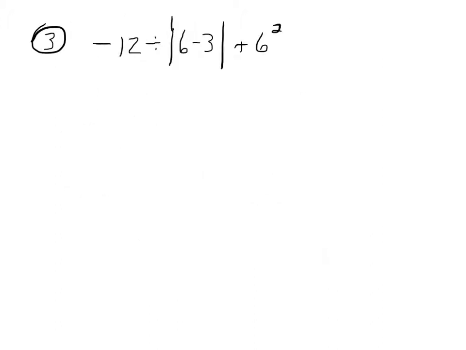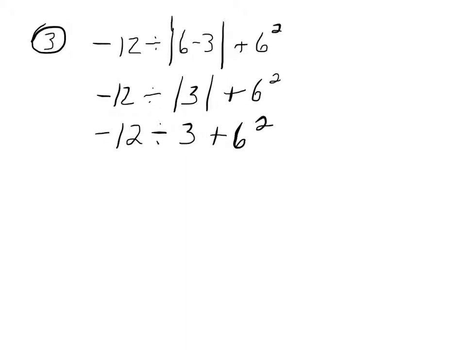All right, here's another example. Negative 12 divided by the absolute value of 6 minus 3 plus 6 squared. So I'm going to work with the absolute value, kind of treat it as though it's a grouping symbol, and get it down to one number. So 6 minus 3 is 3. All right, and I'll go ahead and evaluate. The absolute value of 3 is 3.